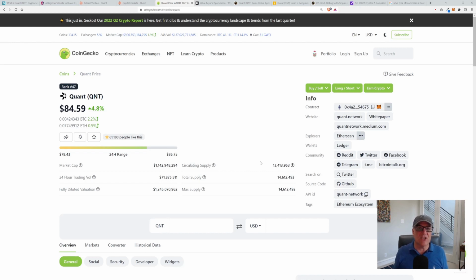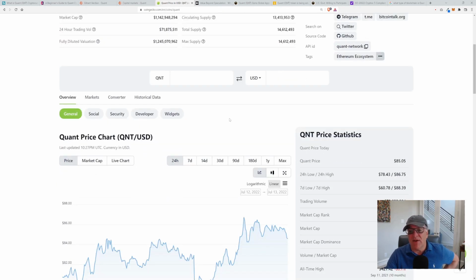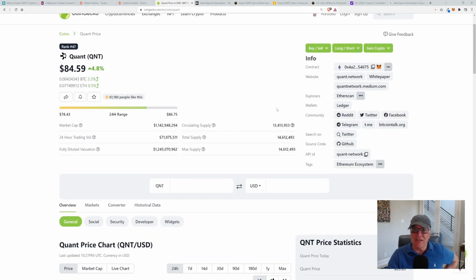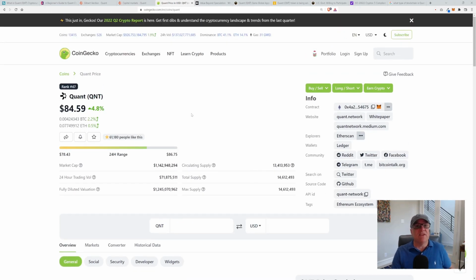some price appreciation like Bitcoin did. Quant right now is trading at $84.59. Well, guys, that is about an 80% drop from its all-time high back on September 11th of 2021 of $427.42. So for me, guys, when I'm looking at the tokenomics of this project, and we'll get into some of the actual adoption that's going on with Quant, I'm looking at this as, even if I was to invest in this and it was just to hit its previous all-time high, a 300 to 400% return.